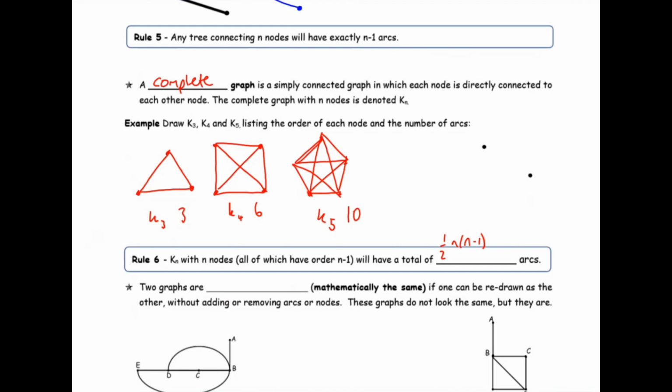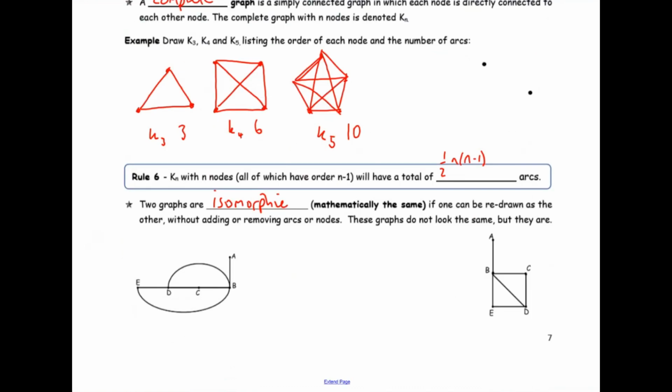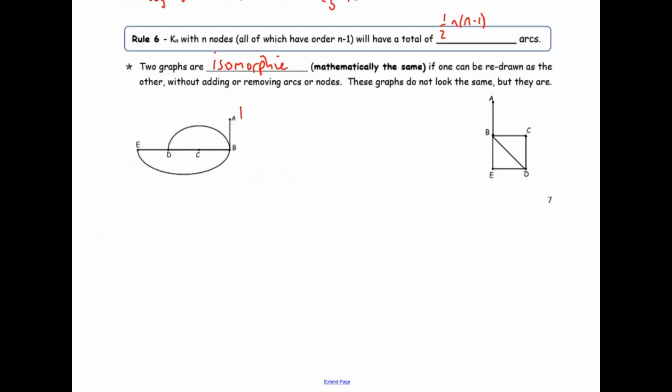Finally, for this page, 2 graphs are what we call isomorphic if they are exactly identical, mathematically the same. They might not look the same, but if you think about their connections and the number of their orders, these 2 graphs are exactly the same. If we have a look at first the orders, A has order 1, B has order 4, C's 2, D's 3, E's 2. It's the same in this one over here: 1, 4, 2, 2, 3.